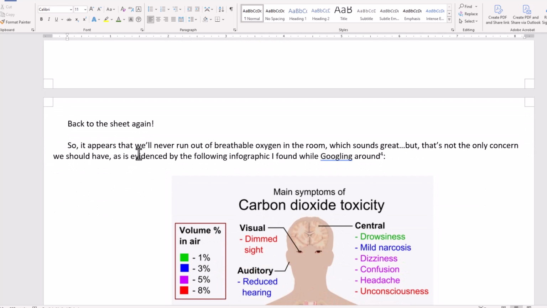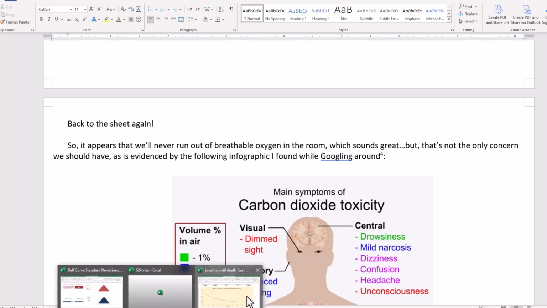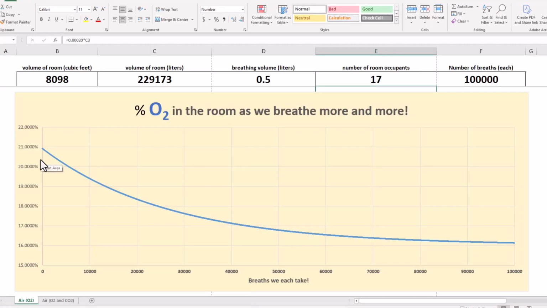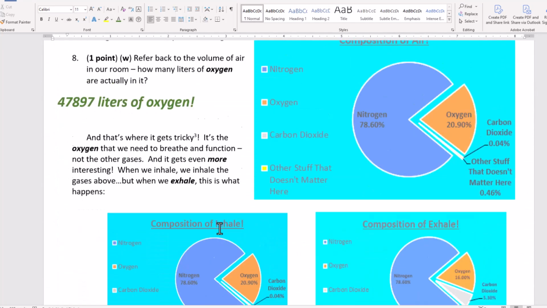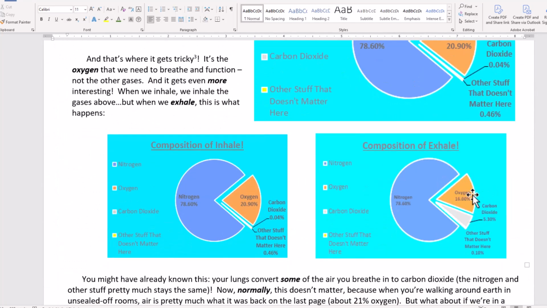So it appears we'll never run out of breathable oxygen, but that's not the only concern. By the way, we will never get below 16% oxygen in the room. We can't, because remember, from the way our lungs work, we always exhale 16% oxygen. So we can never exhale less. We're recycling back to 16, and we're never going to get below it.